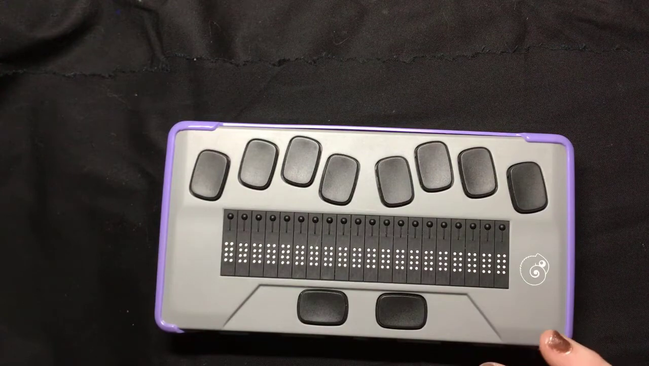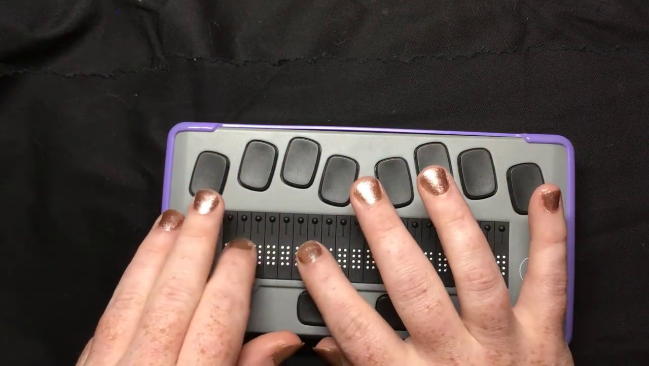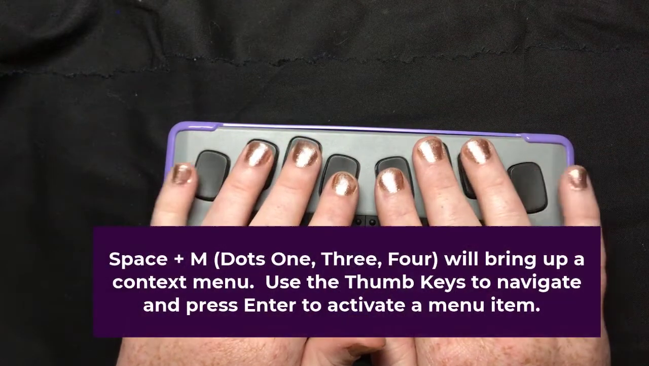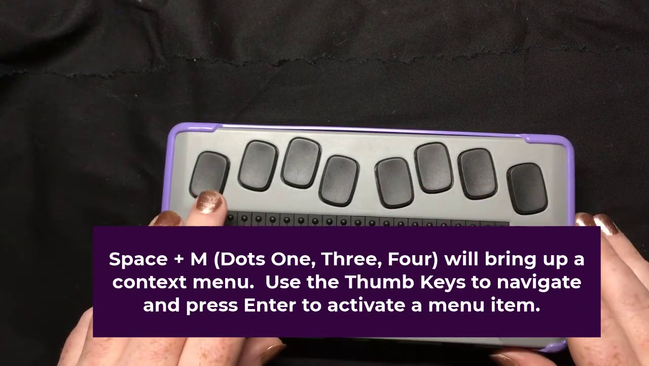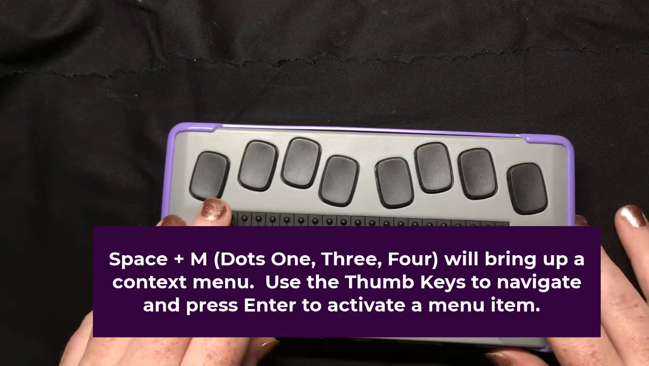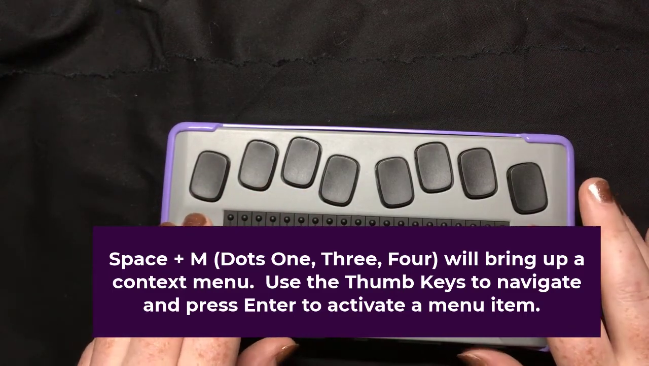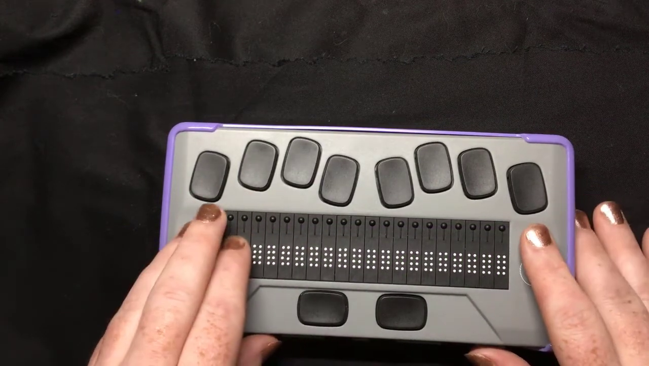If you forget those commands, here I am focused on my Amy folder. I can do a space plus the letter M. And what that does is that brings up the context menu. And it gives me some options, and it's going to show me all of those things, mark or unmark, and we're going to talk about that next.